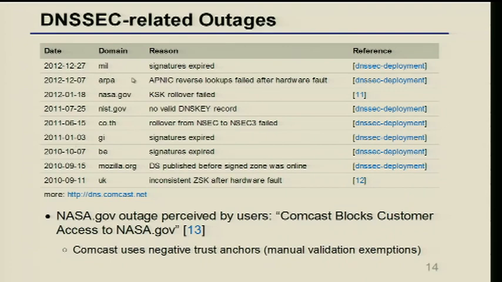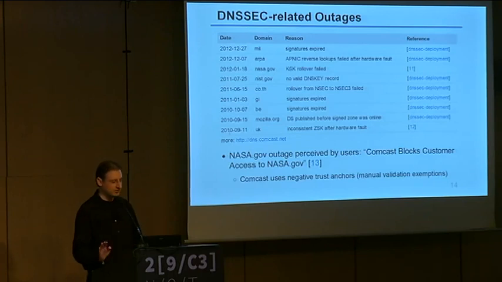Then, APNIC, which is responsible for assigning IP address blocks and also for the reverse lookups, had a similar problem. The reverse lookups for several IP blocks were down after a hardware fault, and then some software failure occurred. So in the end, the DNSSEC signatures could not be validated. Only reverse lookup, so probably not that dramatic.